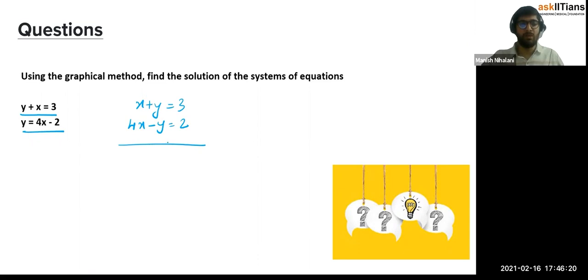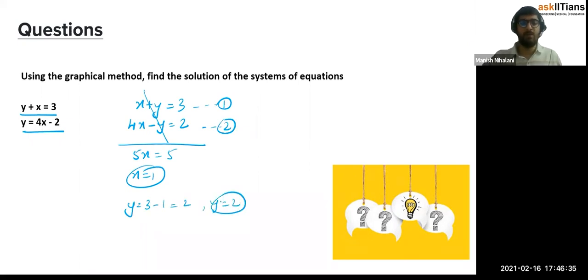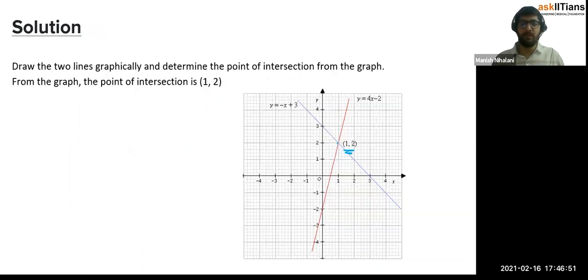When you add these two equations, you get 5x is equal to 5, which means your x is just 1. When you put x equal to 1 in equation 1, you get y is equal to 3 minus 1, which is just 2. So y is equal to 2 is the other part of the solution. So when x equals 1 and y equals 2, it means these are the two lines, and this is the solution of these two lines.